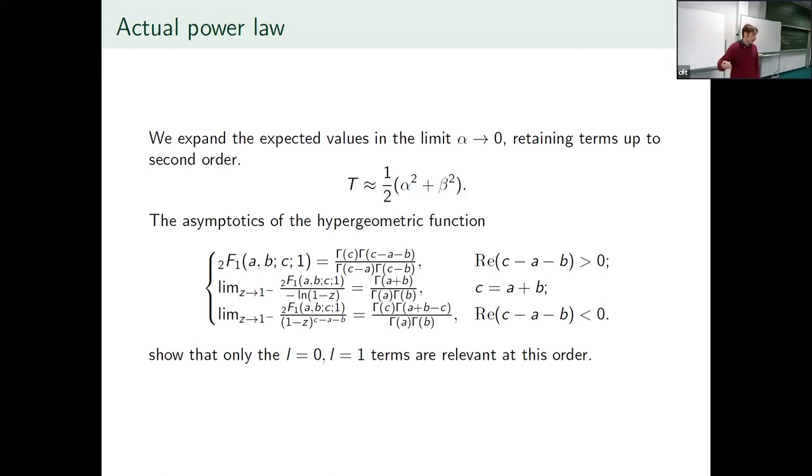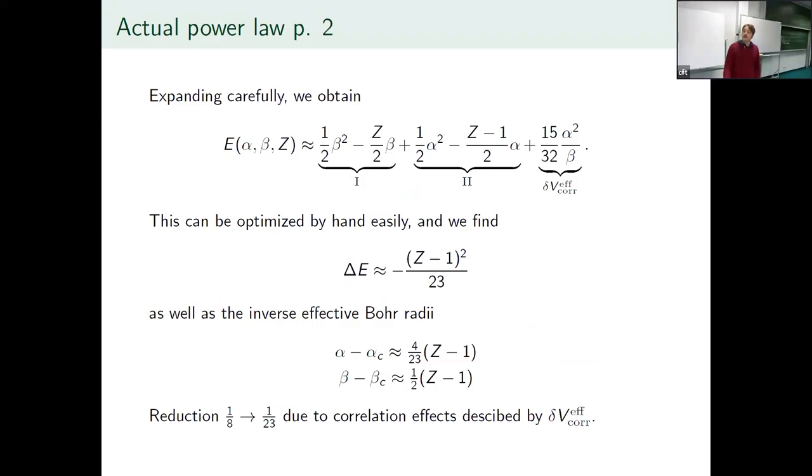And if you then expand it very carefully, you arrive at something like this, okay, for the expected value on the trial wave function. It has essentially three terms: one dependent only on beta, one dependent only on alpha, and something that correlates them, because alpha comes together with beta, so to say. If I forgot about this term, I have one and two, and this one and two corresponds exactly to this naive picture of complete screening.